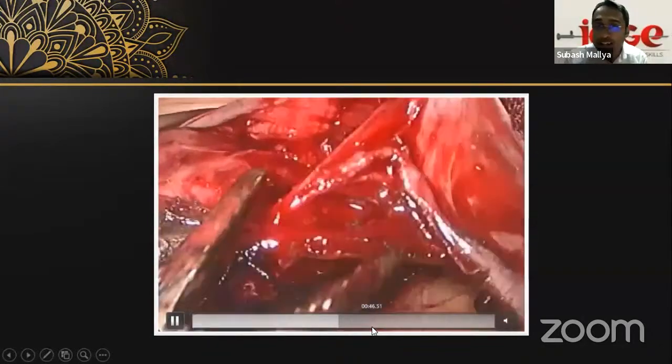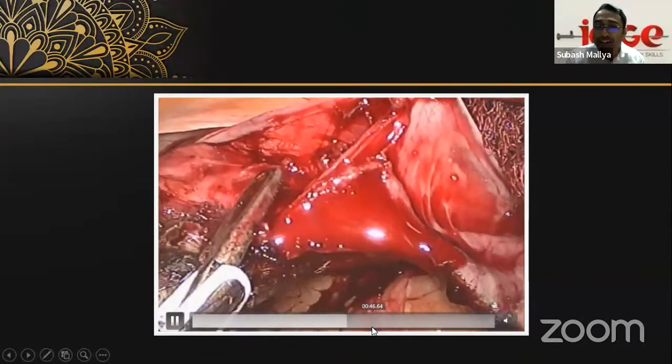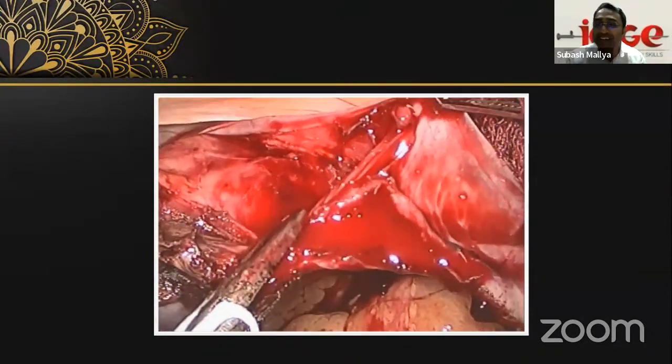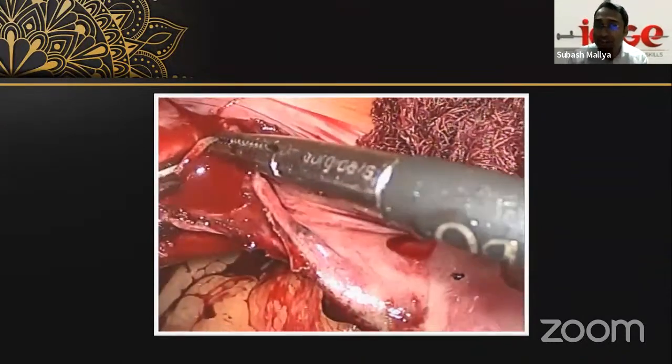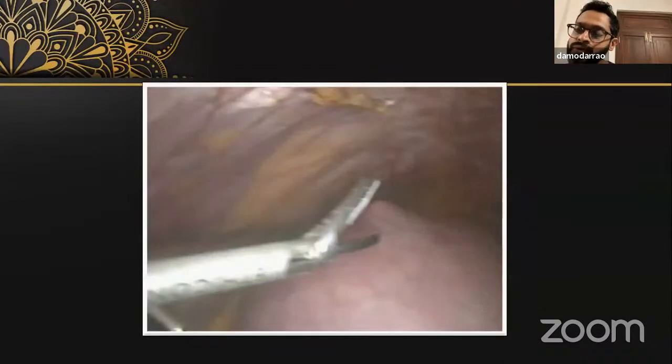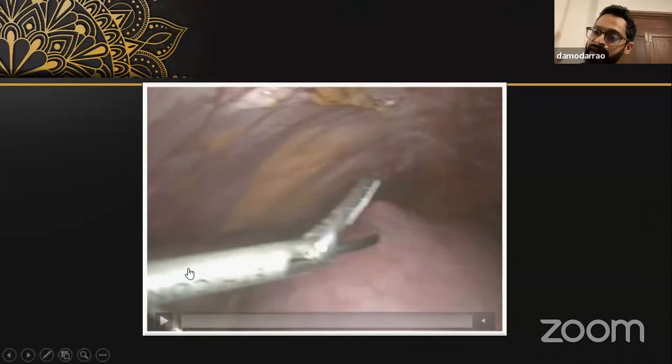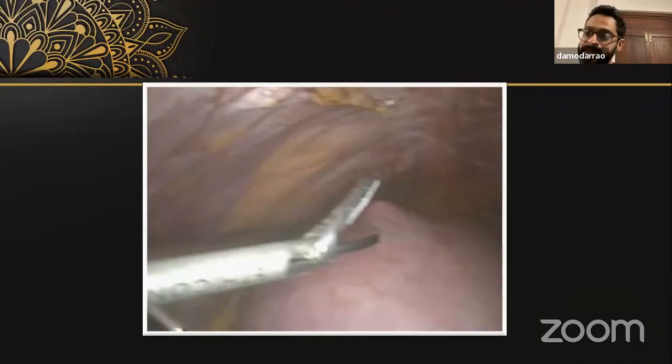So to sum up, all that can go wrong, all the mistakes that I've made, this is what I've learned. I put this video so that all the mistakes can be seen, instead of showing a complication per se. Actually, most of the ureteric injuries happen in simple cases. In large uteri, the vessel is nicely seen, and you tend to stay away from the ureter.